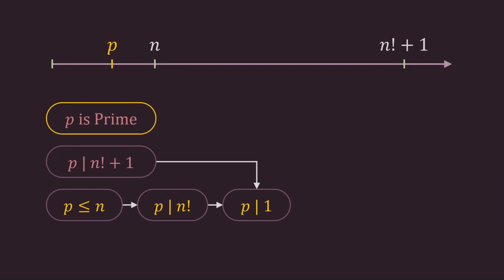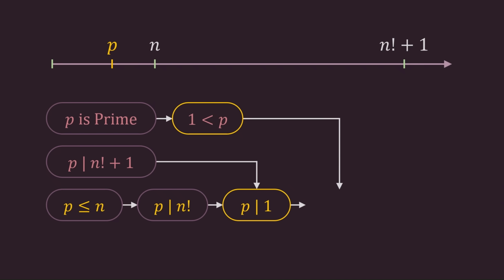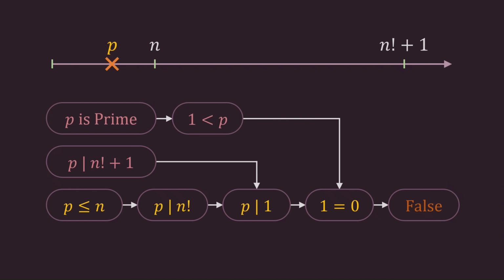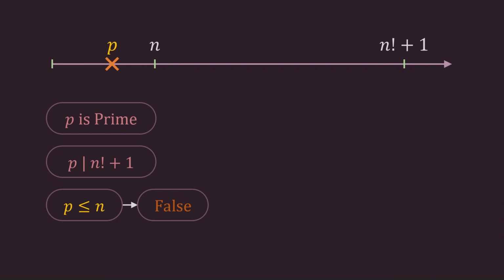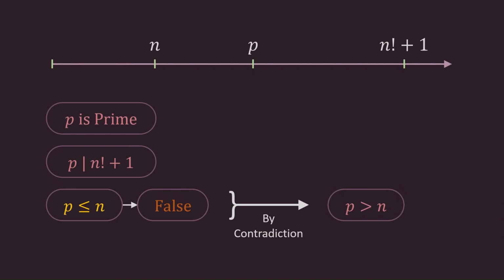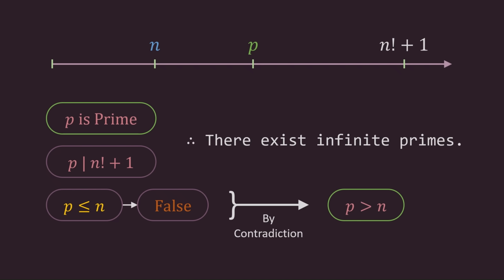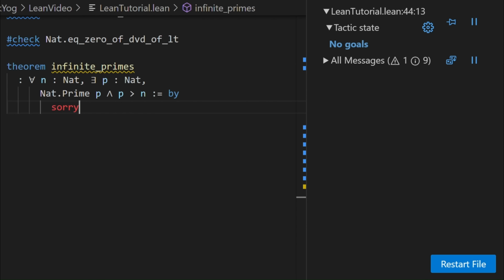Since p is prime, it must be greater than 1. But now, p divides a number that is less than itself. Such a number can only be 0, which is false. Taking this fact, it implies by contradiction that p greater than n. Thus, for any n, we have a p which is prime and greater than n, which proves that there exist infinite primes. The Lean proof is going to be a little intense.